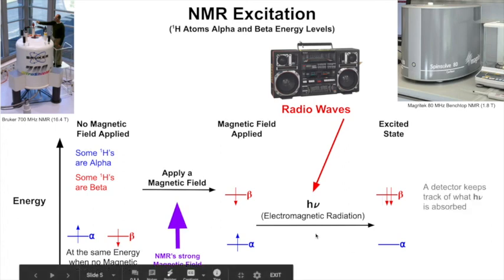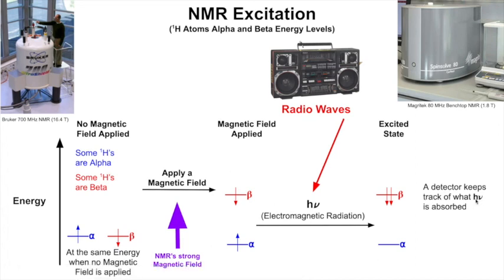Just kidding. All right, so a detector keeps track of the energy, the frequency of the light that is absorbed, and it makes a spectrum from this.